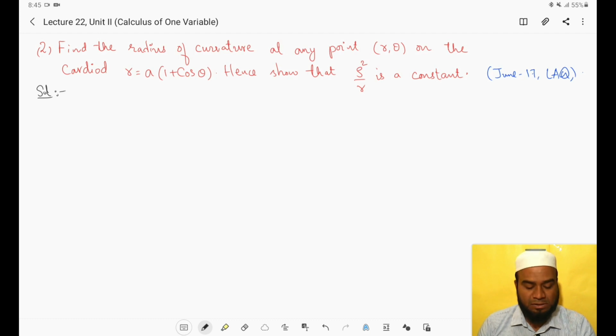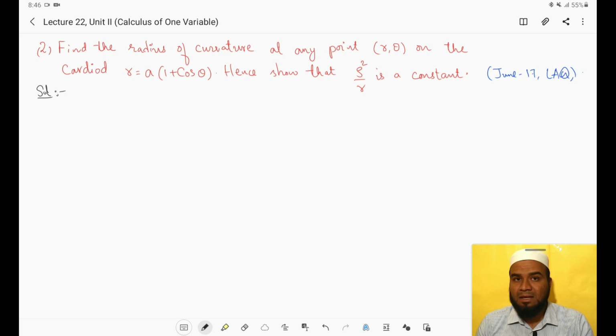Let us understand the question. Find the radius of curvature at any point. So here a specific point is not given, whereas in the previous problem a specific point was given, that is theta equals pi by 2. Here the point is not given. We are asked to find the radius of curvature at any point r comma theta. So in general we have to find.